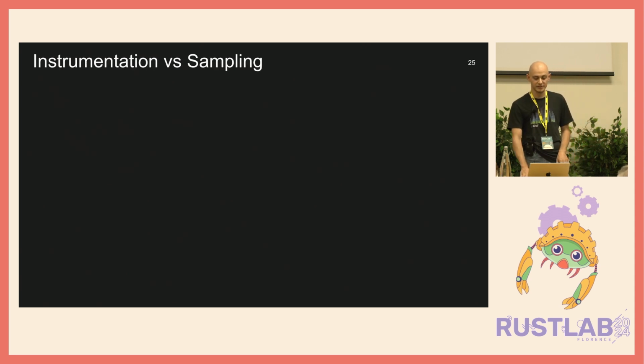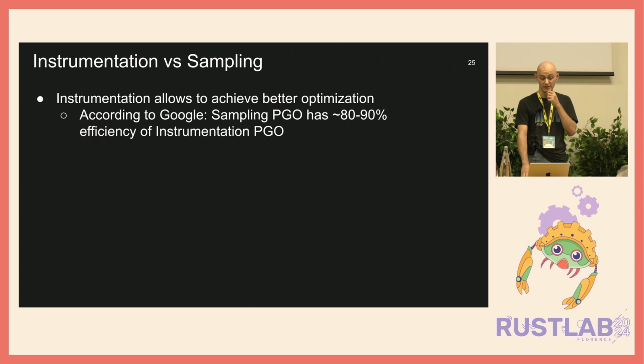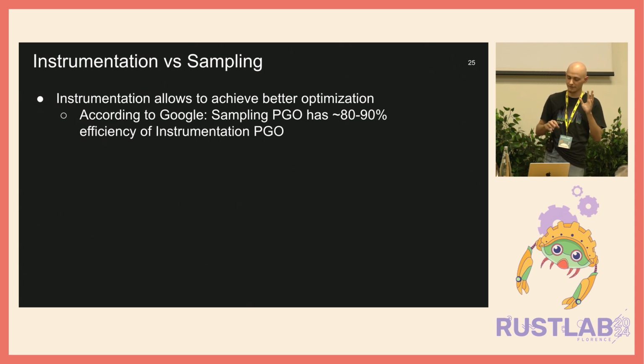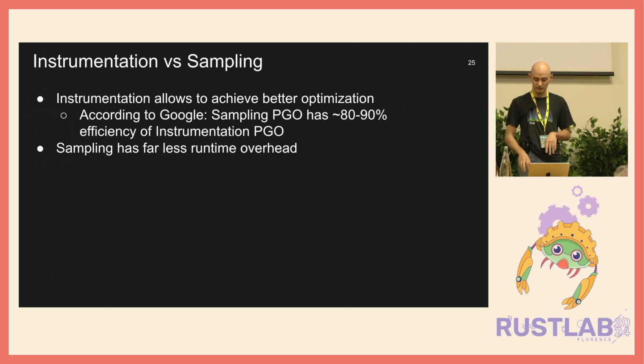So let's compare instrumentation and sampling approaches. At first, in general, instrumentation allows achieving better performance. Once again, according to Google papers, sampling PGO has, in the average case, from 80 to 90% of the efficiency of instrumentation PGO. Sampling has far less runtime overhead.